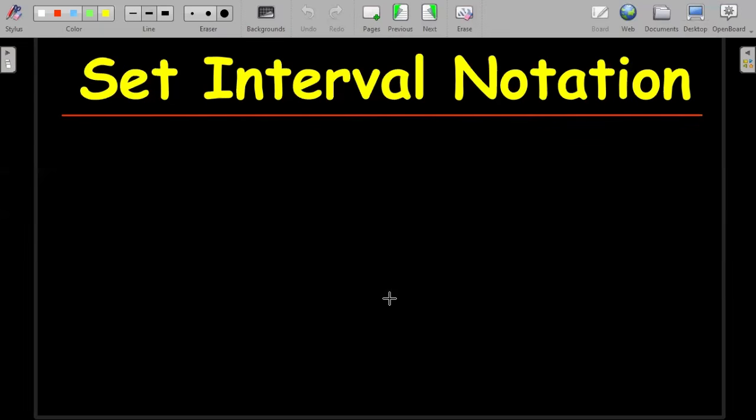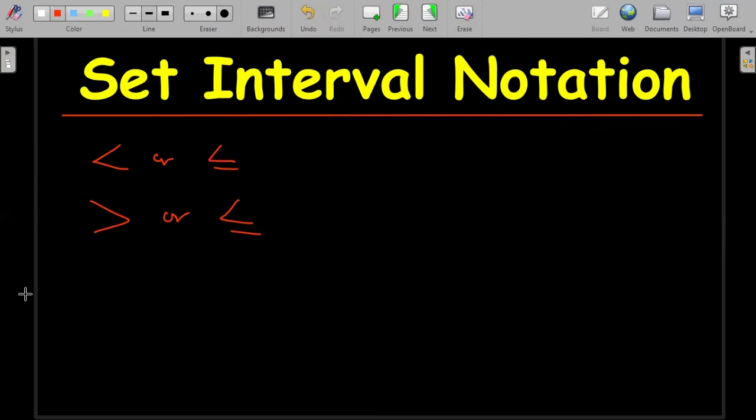Okay, so we're going to talk about set interval notation. There are a few things that you have to know in order to be comfortable with the questions that can come under set interval notation. One of them is the inequalities. We have the inequalities like less than, or less than or equal to. We also have greater than or equal to.